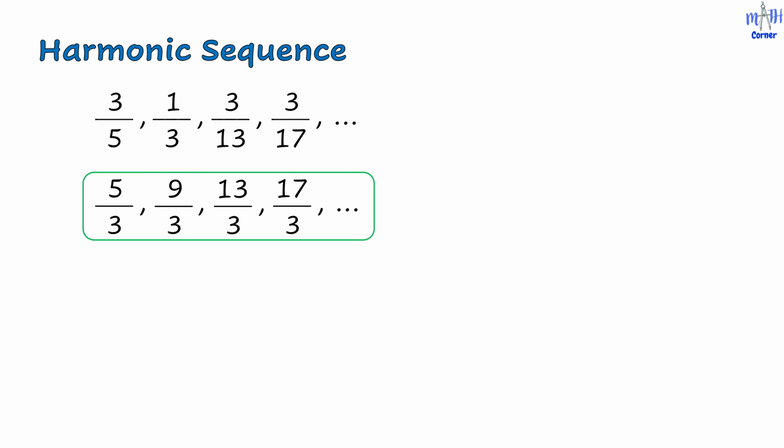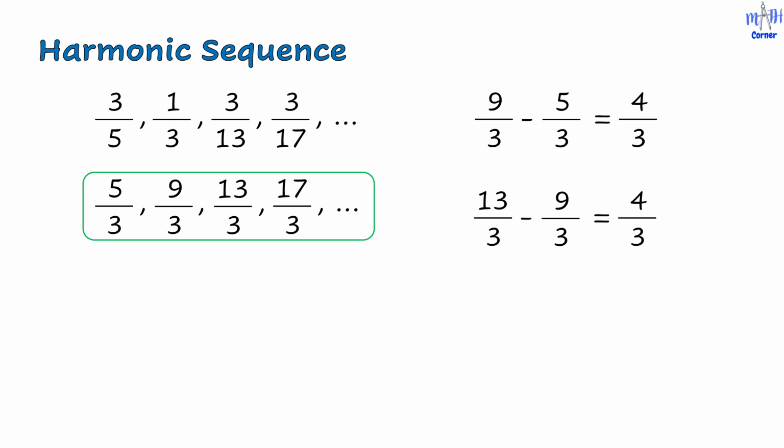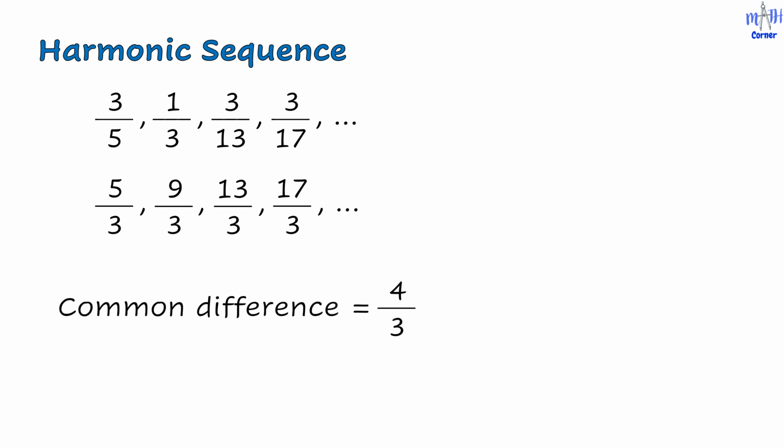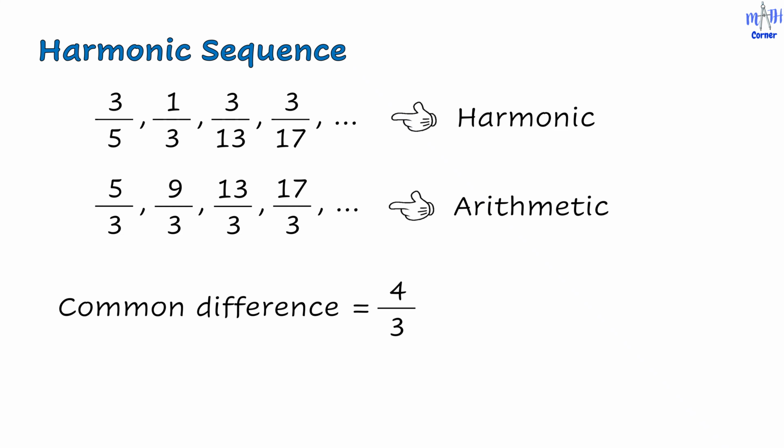Now look at the terms. Let's check if there is a common difference. 9 over 3 minus 5 over 3 equals 4 over 3. 13 over 3 minus 9 over 3 equals 4 over 3. 17 over 3 minus 13 over 3 equals 4 over 3. Since there is a common difference, which is 4 over 3, this is an arithmetic sequence. And since the reciprocals form an arithmetic sequence, the original sequence is a harmonic sequence.